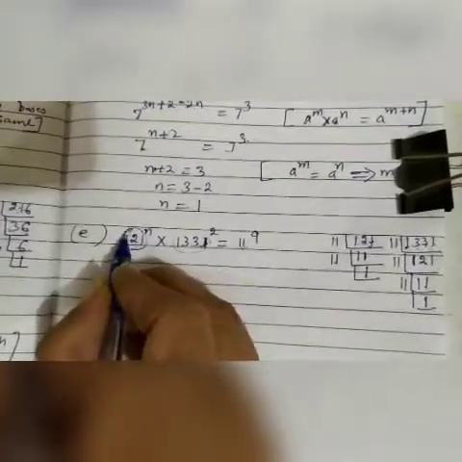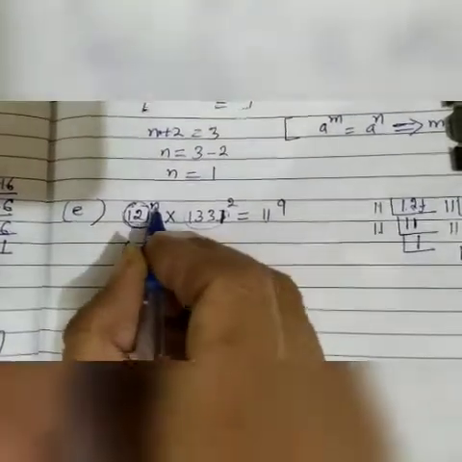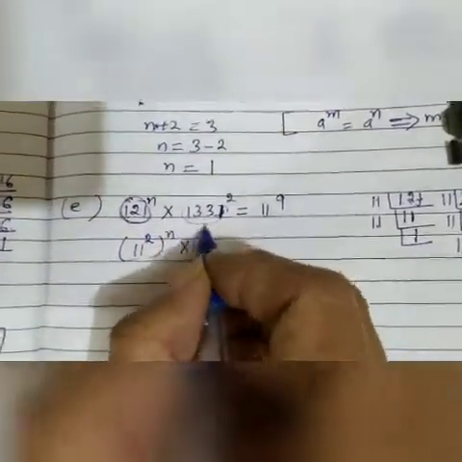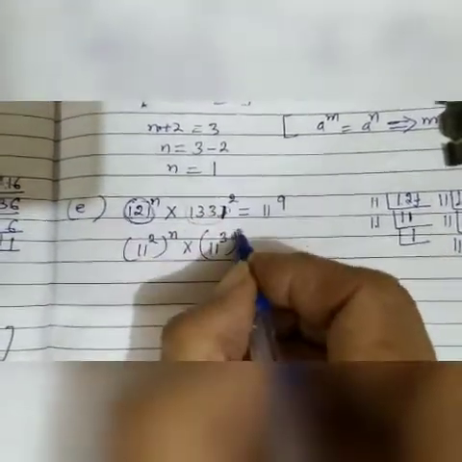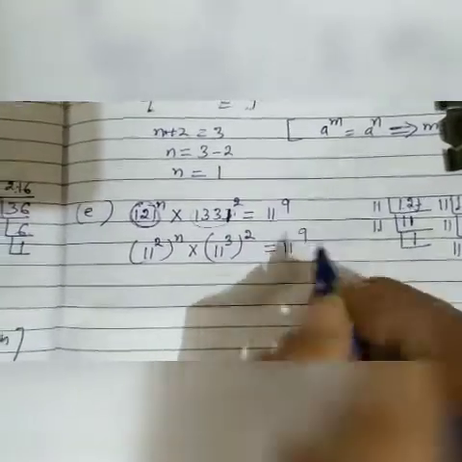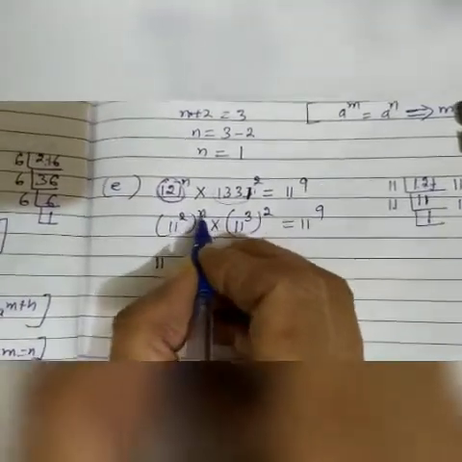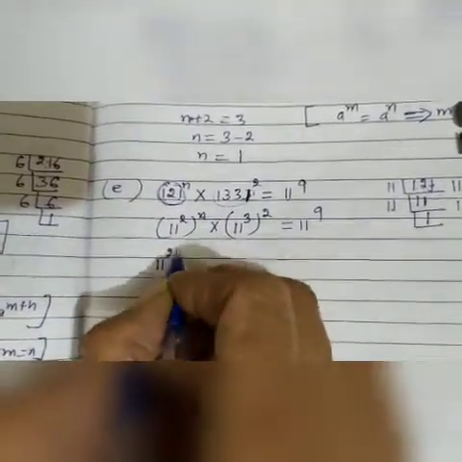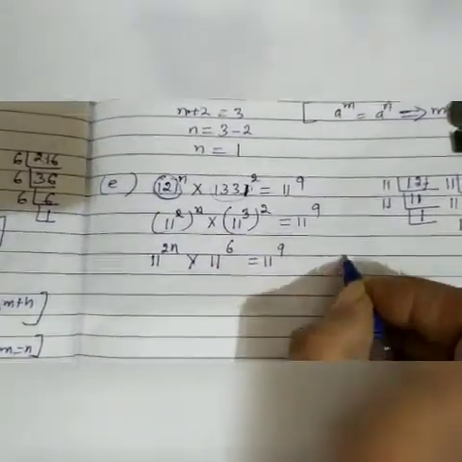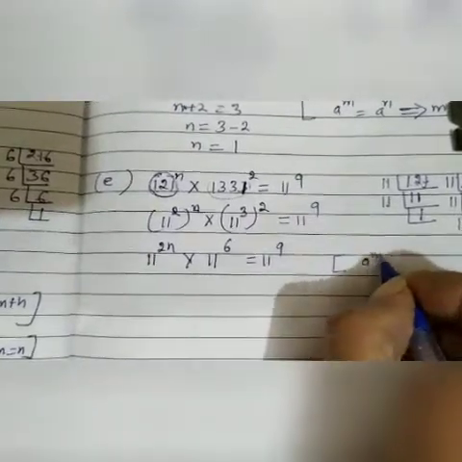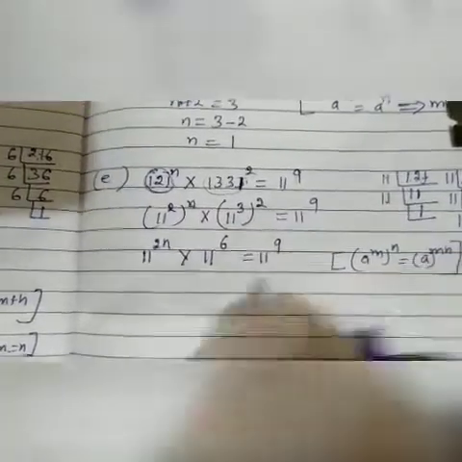So we will write this 121 as 11 power 2, then whole power this n. In the same way 1331 can be written as 11 power 3, whole power this 2, then 11 power 9. Now we will multiply this 2 and n. 2 multiply n, 11 power 2n into 11 power 3 2s are 6, is equal to 11 power 9. Which law have we used here? A power m whole power n is equal to a power mn.